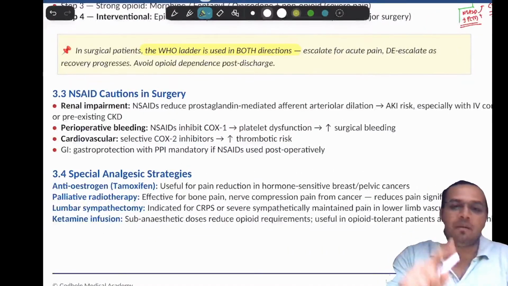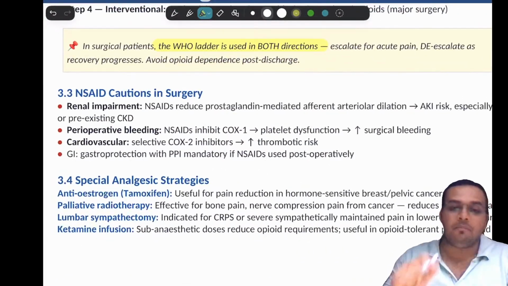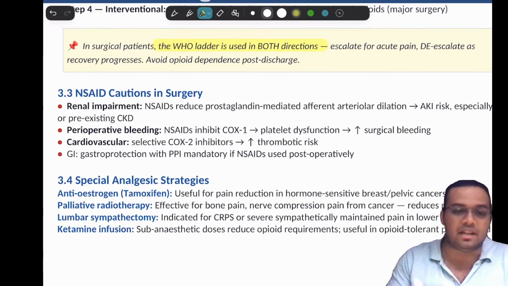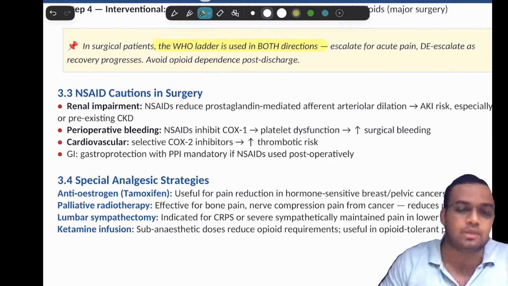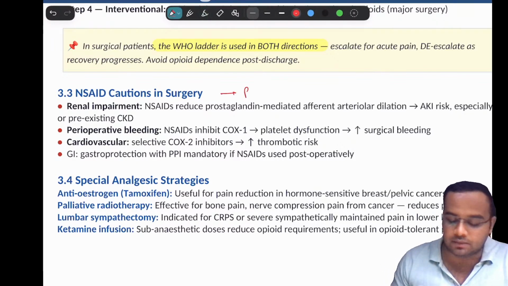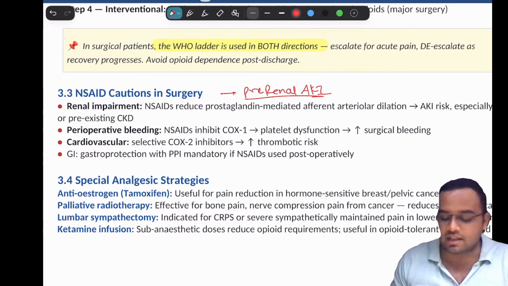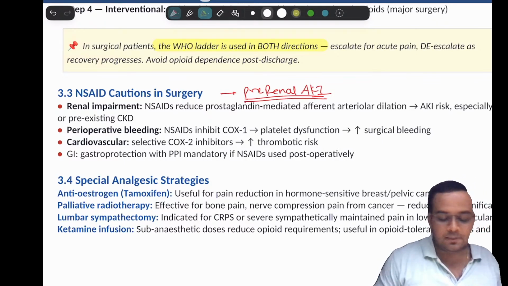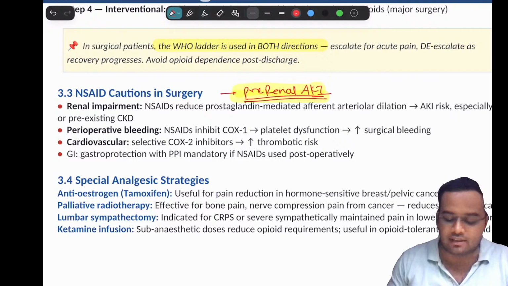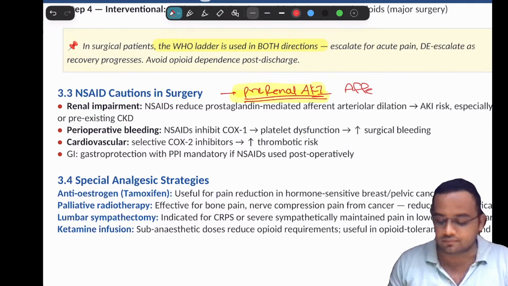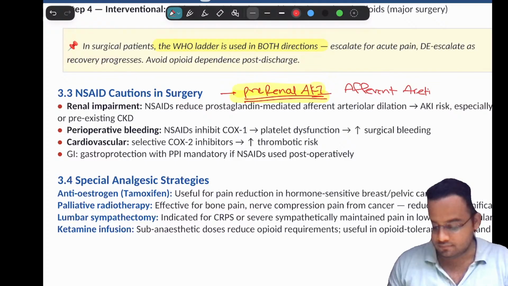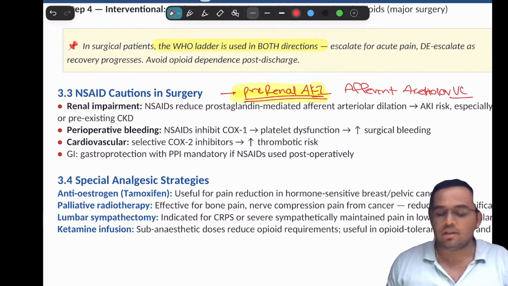So always remember, use NSAIDs with caution, because NSAIDs are COX inhibitors, they also reduce the supply to the kidneys. So NSAIDs are going to cause pre-renal AKI. Important MCQ which comes in your NEET PG as well. So it causes pre-renal AKI because it is going to cause afferent arteriolar vasoconstriction.